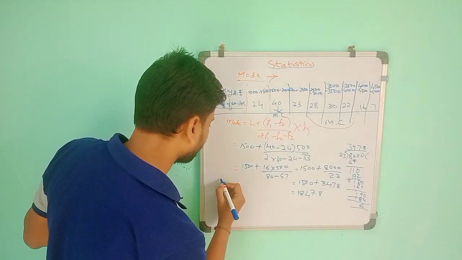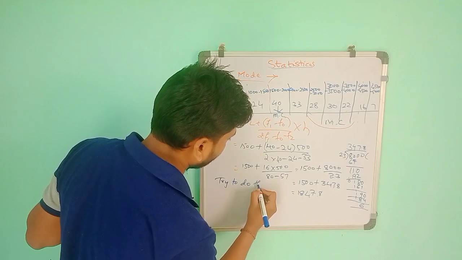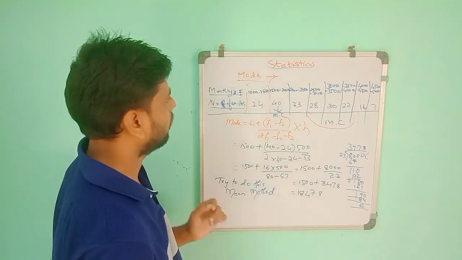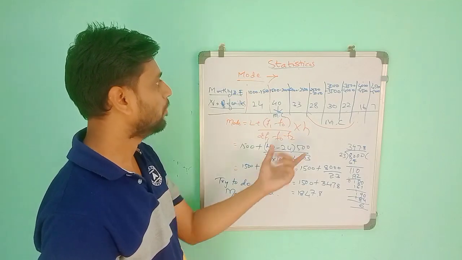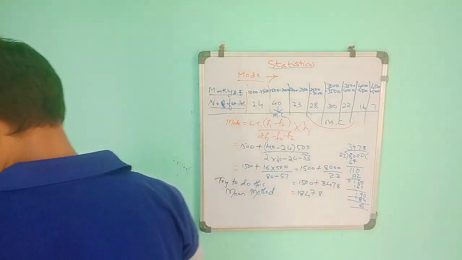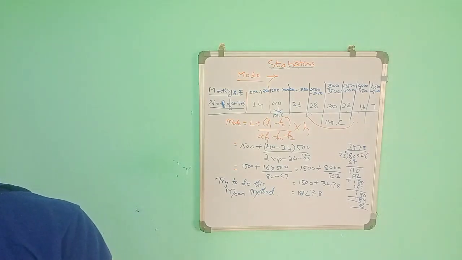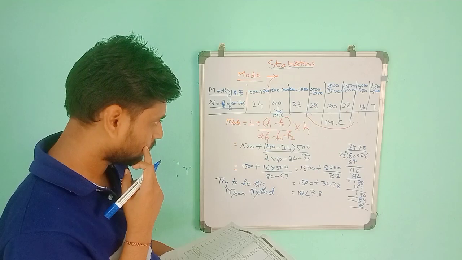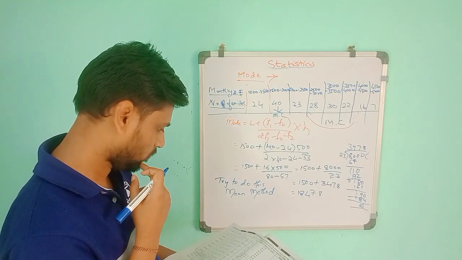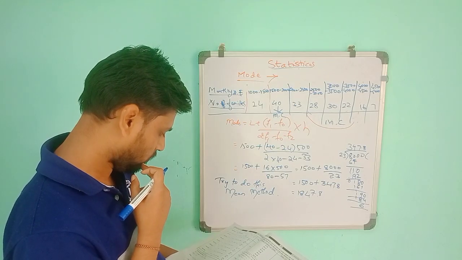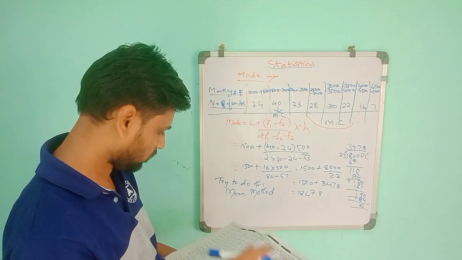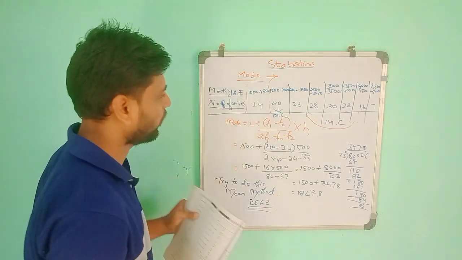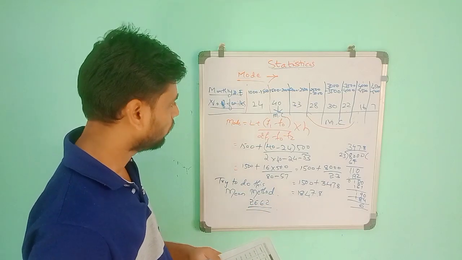So this one, try to do it by the mean method. Mean method also you can try, because this is a larger value, no? So for your practice I am giving this problem. The answer will be approximately 2662, or if you take the point value, the answer will come 2662.